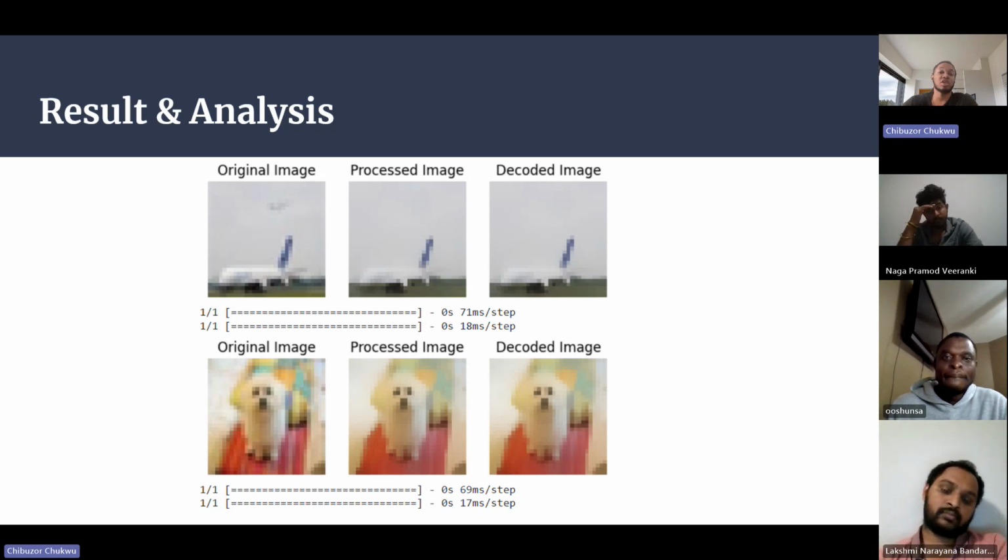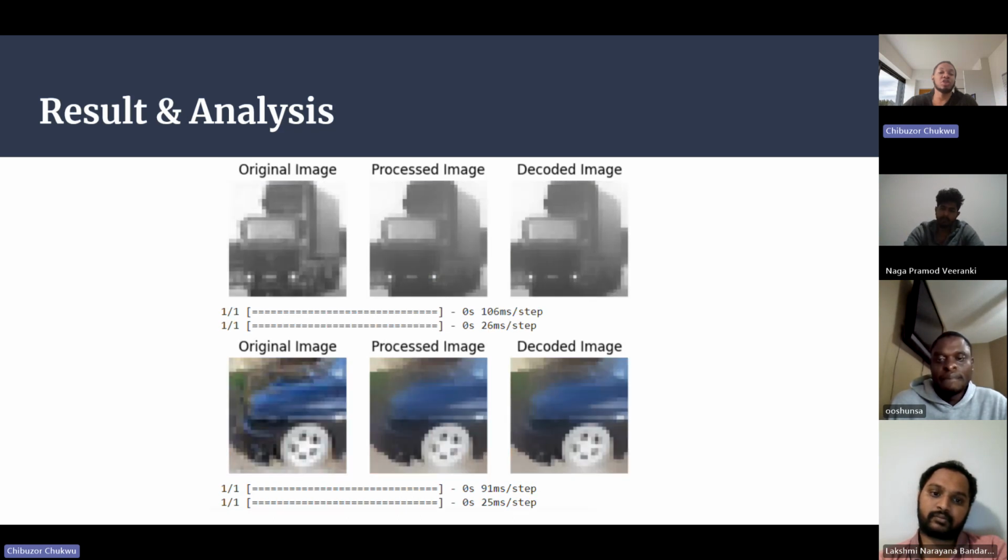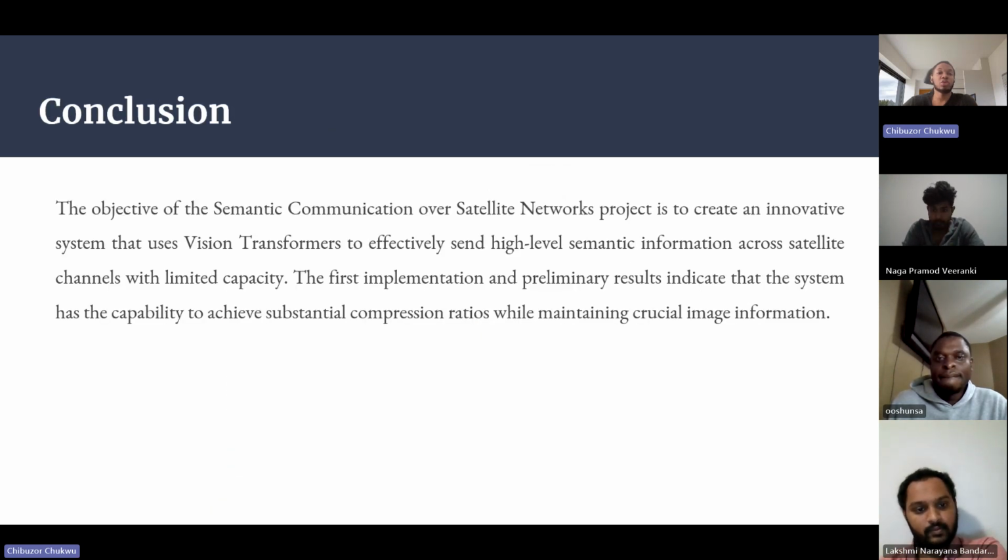There are different images in the dataset. We get those images, and when we run the processing and the decoding, we see that the image quality is significantly improved compared to the old one. These are additional images as well. It also ensures the integrity of the images while improving the quality. That's pretty much what our code does for the vision transformer.